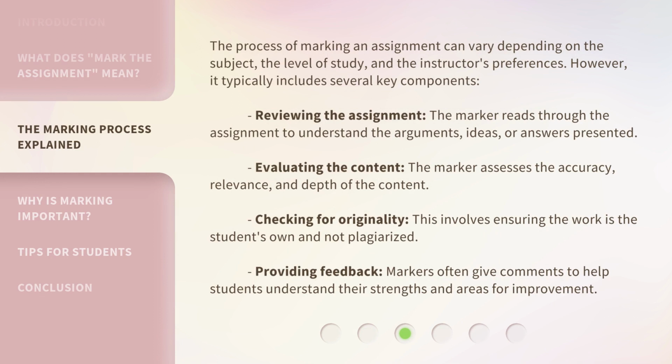The process of marking an assignment can vary depending on the subject, the level of study, and the instructor's preferences. However, it typically includes several key components. Reviewing the assignment. The marker reads through the assignment to understand the arguments, ideas, or answers presented. Evaluating the content. The marker assesses the accuracy, relevance, and depth of the content. Checking for originality. This involves ensuring the work is the student's own and not plagiarized. Providing feedback. Markers often give comments to help students understand their strengths and areas for improvement.